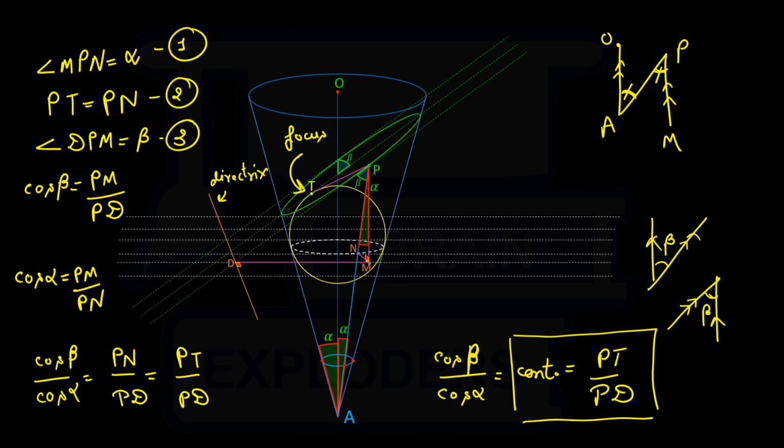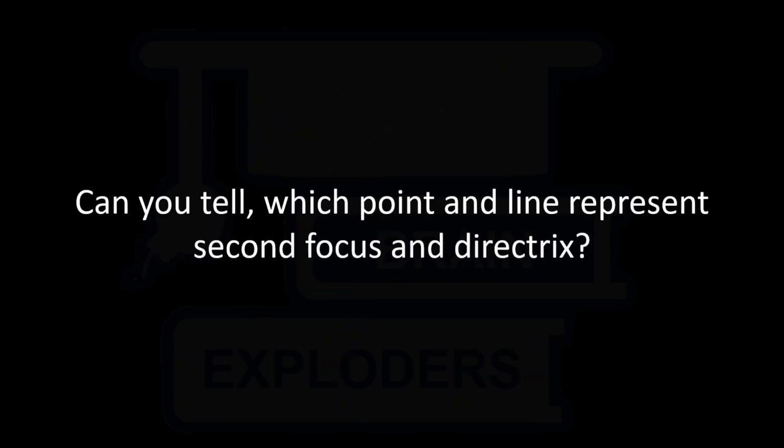Now at the end, there is a question for you. Can you tell which point and line represent the second focus and directrix? Because we know that in conic section, when we study it on a plane, we find two foci and two directrices. So you have to tell where is that second focus and where is that second directrix.